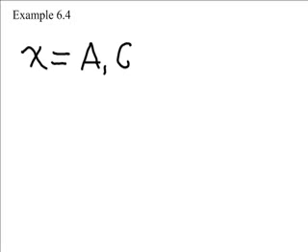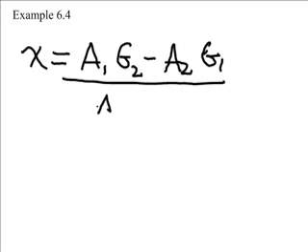Now keep in mind that when you use Chinese double false position, we're working with a formula. We know that x is going to equal a1 times g2 minus a2 times g1, all divided by a1 minus a2. So what we need are the values for a1 and a2. The values for g1 and g2 have been given.